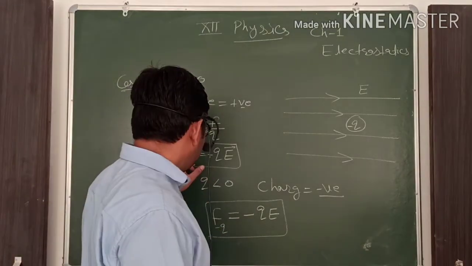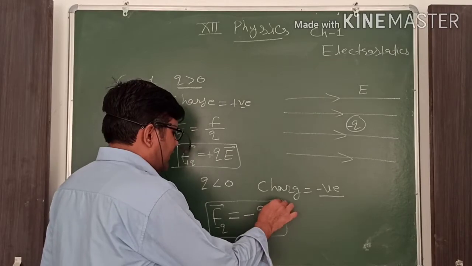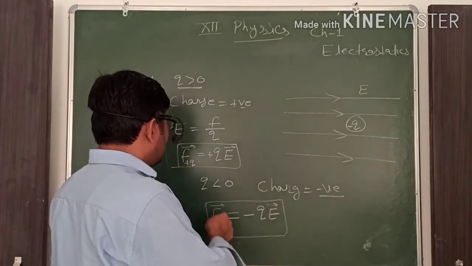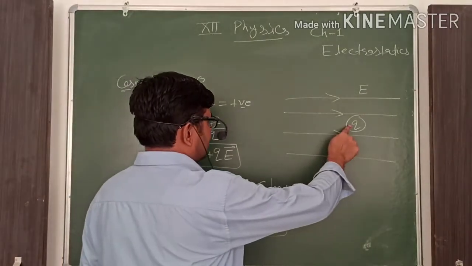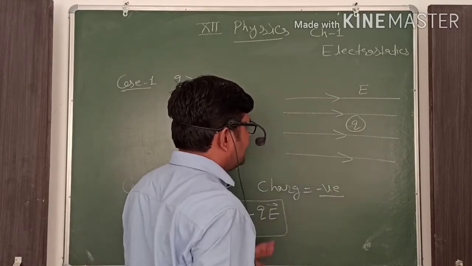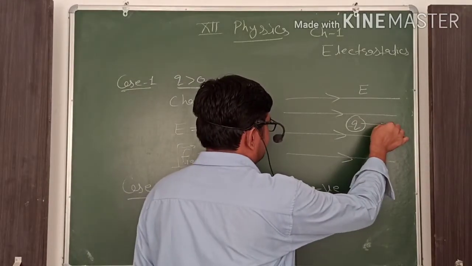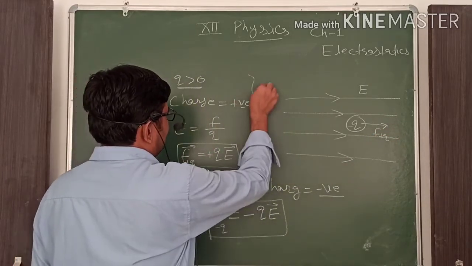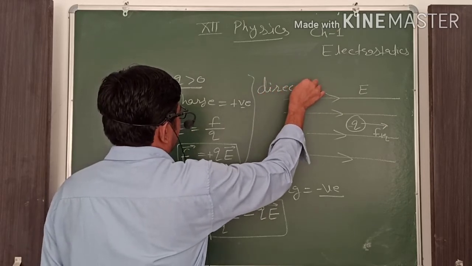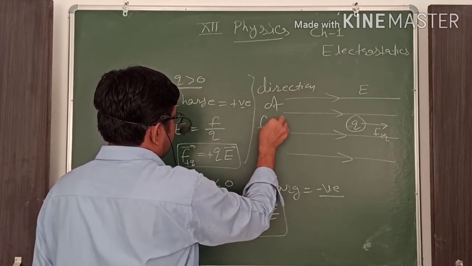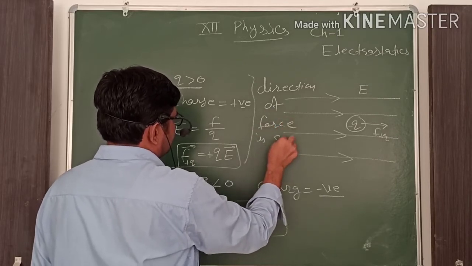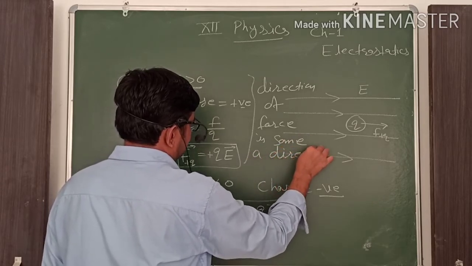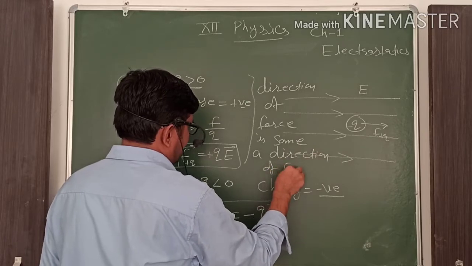Next, the force is a vector quantity, that's why we talk about the direction of that force. Here, when we place a positive charge plus Q in the electric field, the force direction is the same as the electric field. It is F plus Q. Here we mark that the direction of force is the same as the direction of the electric field.